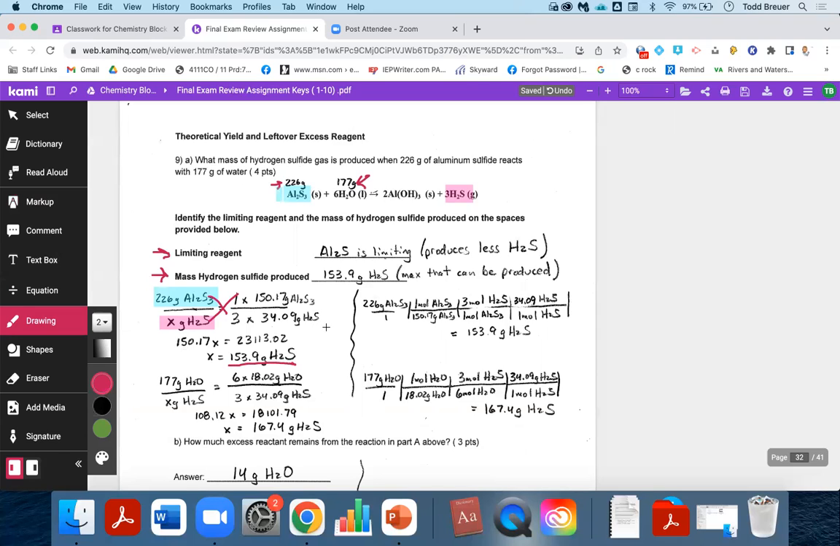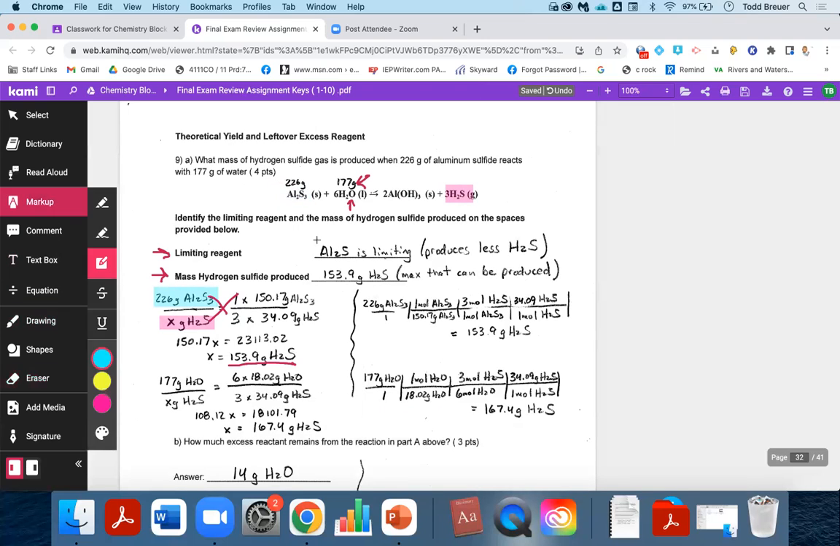Then what we've got to do is see, hey, how much hydrogen sulfide could this mass of water make that we were given? So we did the whole thing all over again, but we used water as the given amount. What essentially we did was we went away from using this as the blue info to this. Our given is now our water amount, 177 grams. Our desired is still hydrogen sulfide. We want to see how much hydrogen sulfide could be made.